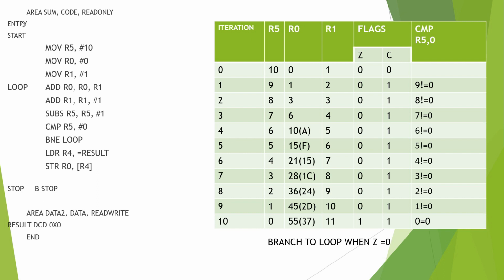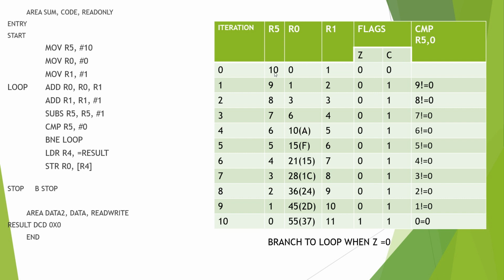Now we have ENTRY and START, which is a label, and this indicates we start with the machine code instructions. We are going to use three registers: R5, which is a counter, R0, which contains the sum of the numbers, and R1, which holds the numbers that we are going to add, that is from 1 to 10. Here we have an instruction called SUBS. S is a suffix, as said earlier, for data processing instructions, and on doing this operation it is going to update the flags. The flags that we are interested in are the zero flag as well as the carry flag.